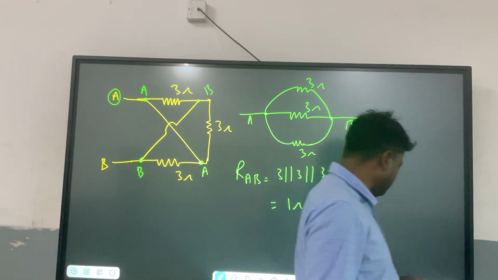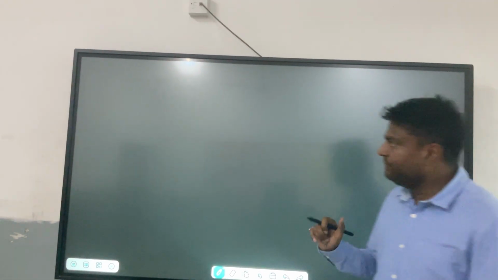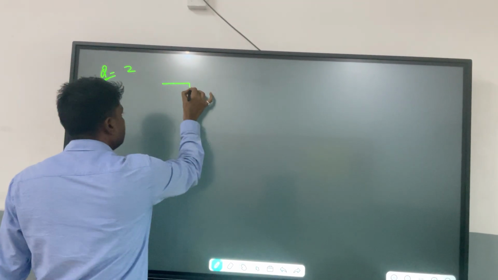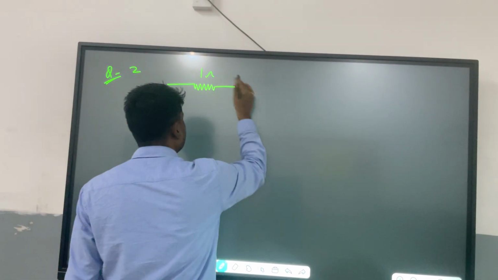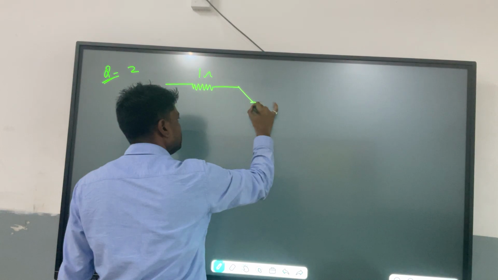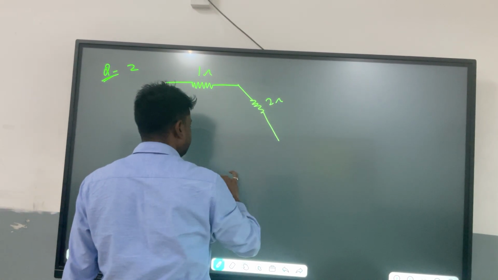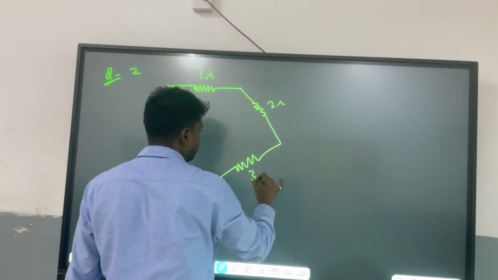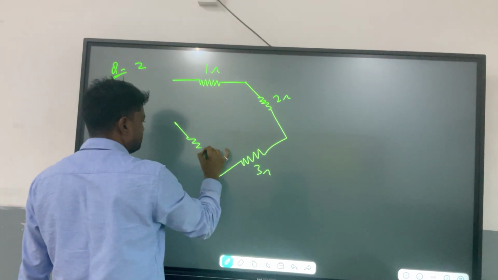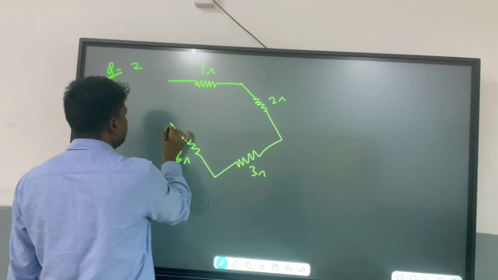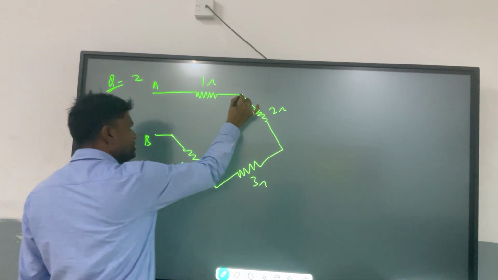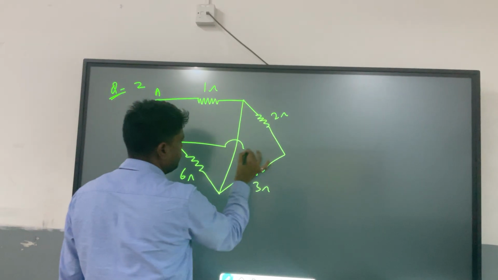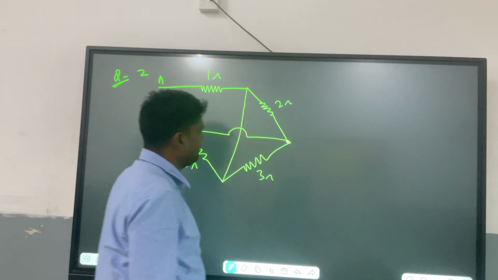Now, one more example. For finding RAB, the circuit looks like this. Say this resistance is 1 ohm, this resistance is 2 ohm, this resistance is 3 ohm, this resistance is 6 ohm, and we have to find out RAB. Again there are two short branches, one is this and one is this. Now you have to solve the problem.